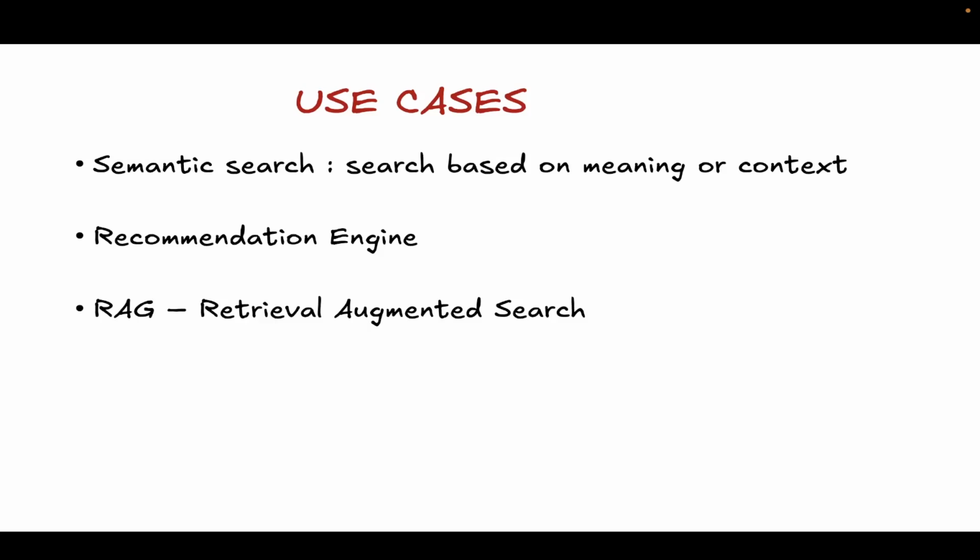The use case for these vectors is that it helps us in semantic search, as we are going to build in this playlist. We could also use it in a recommendation engine. Suppose on Amazon you shop for some products, then Amazon will start recommending some other products to you as well, based on your previous history. We call this a recommendation engine. Also RAG, retrieval augmented generation. This is out of the scope of this playlist. We will see RAG in some other videos.